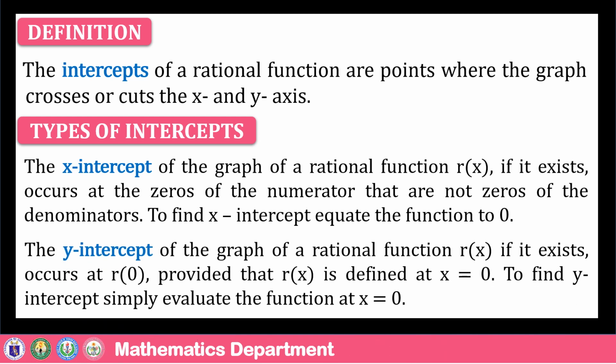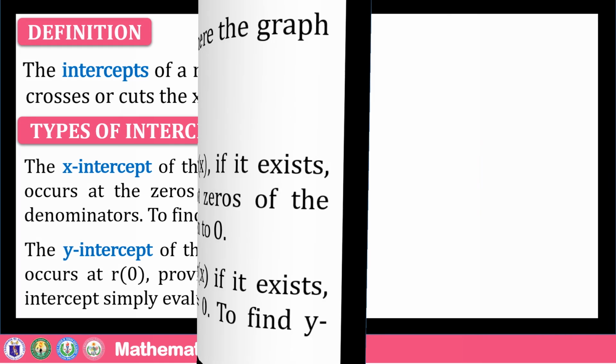The x-intercept is basically the point in our x-axis na kung saan dumaan yung ating graph, while yung y-intercept naman ito yung point doon sa ating y-axis na kung saan dumaan yung ating graph. Now, the x and y-intercept of a rational function may or may not exist. So, ibig sabihin, pwede tayong magkaroon ng isang rational function na kung saan hindi siya dadaan sa ating x-axis at hindi rin siya dadaan sa ating y-axis.